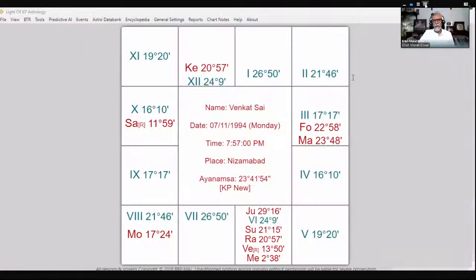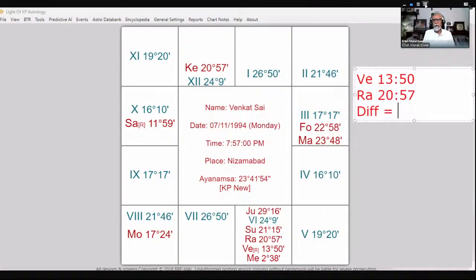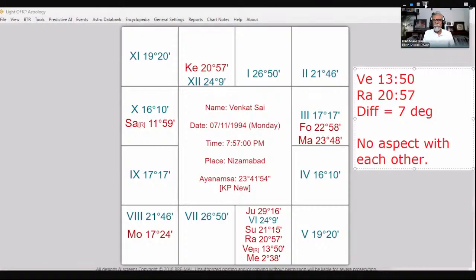What matters is Venus is at 13 degrees 50. Rahu is at 20 degrees 57. Difference is 7 degrees. No aspect with each other. Full stop. Over. Next. Okay.